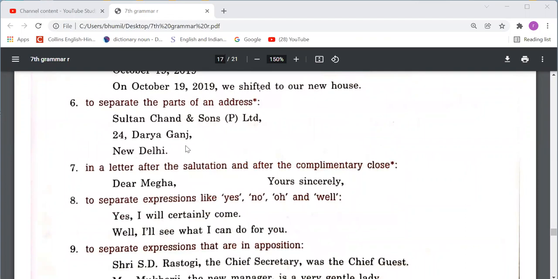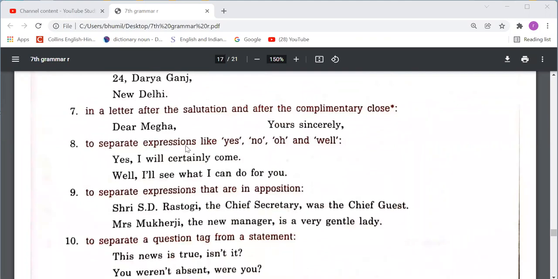Point number 6, to separate the parts of an address. Whenever we write an address and subparts are written in the address, that time also we have to use a comma, like Sultan Chand and Sons Private Limited, 24, that's the house number, like a building number, Daryaganj, New Delhi. So whenever we write the address in subparts, to make them separate, we have to use a comma also.